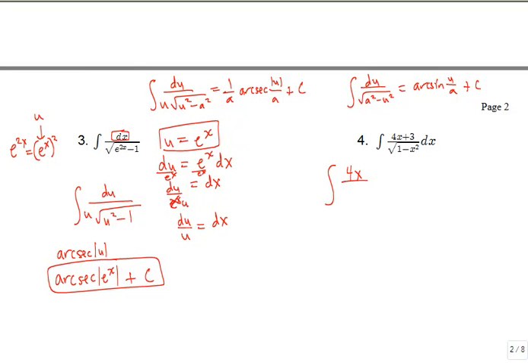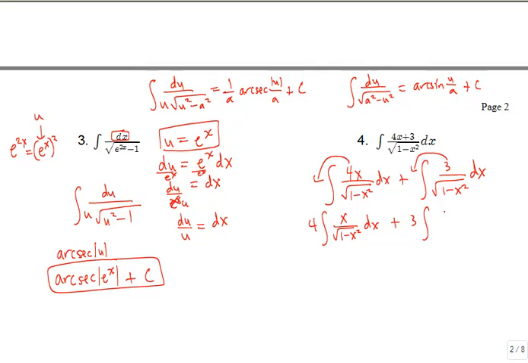The 4x over that denominator plus the 3 over that denominator. The 4 and the 3 can both be pulled out because they're just constants. Now by breaking this up, what we see are two different integrals. This one has an x on top, this one does not.